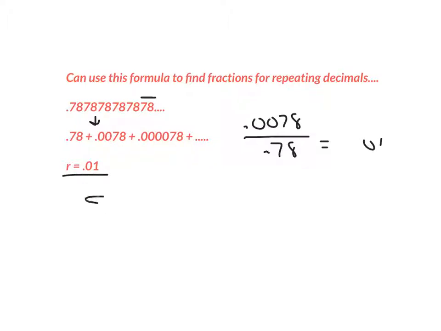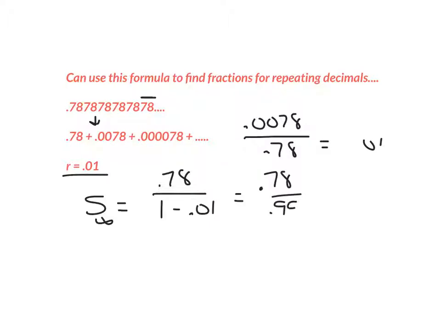So to find out what the fraction would be, I'm going to use that formula. The sum of the infinite series is the first term over 1 minus r, which would be 0.78 over 0.99. I'm going to punch that in my calculator and let it do the reducing work for me, because it's good at that and it's fast. And it gives me 26 over 33. And I guarantee if you punch in 26 divided by 33 in your calculator, it's going to go 0.78787878, and eventually round up to 9 probably, because your calculator screen does not go infinitely.